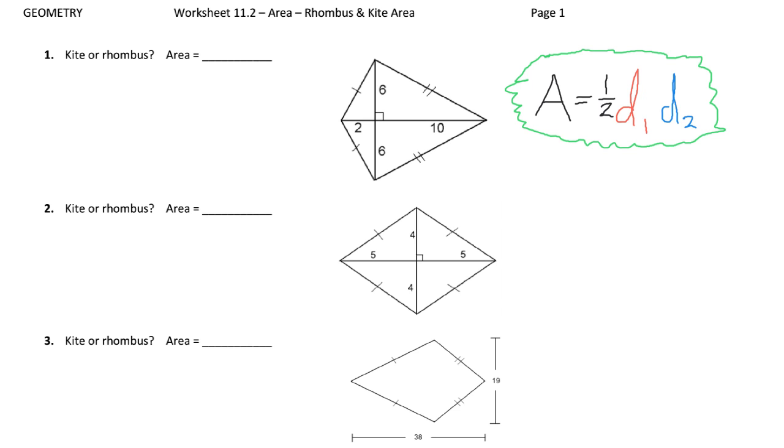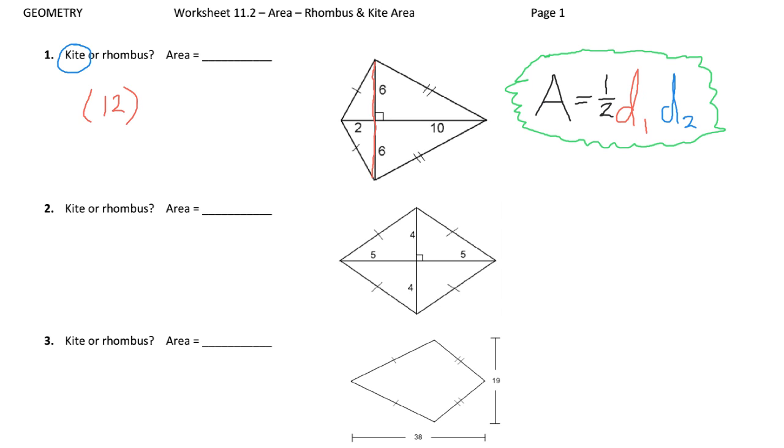So in the first one, I want you guys to notice we have 2 congruent sides on the left, 2 different congruent sides on the right. So this is, in fact, a kite. A rhombus should have all the sides the same. So what we're going to do first is identify diagonal 1. That's going to be the 6 plus 6 down the middle here. So that's going to be 12 total.